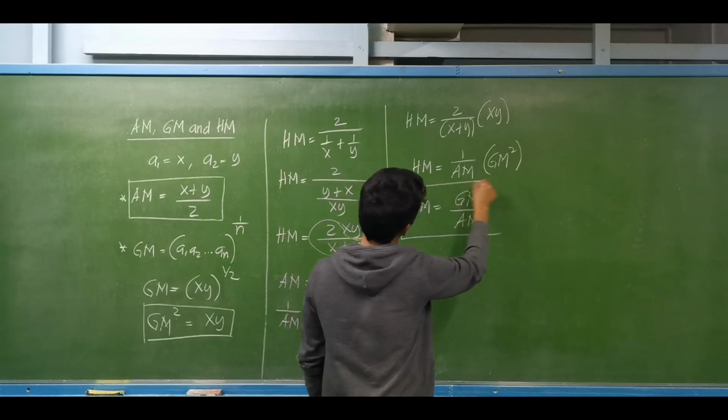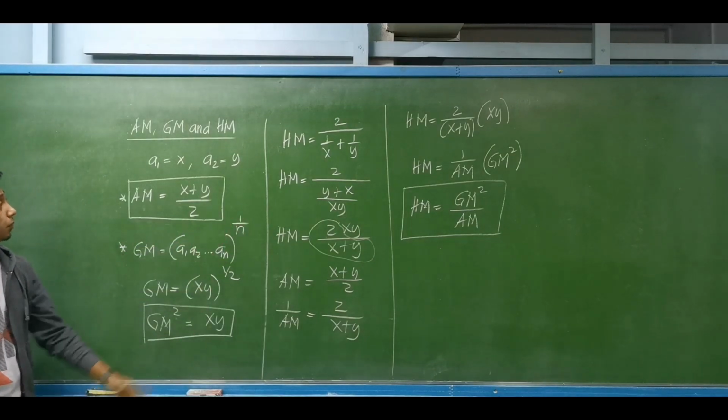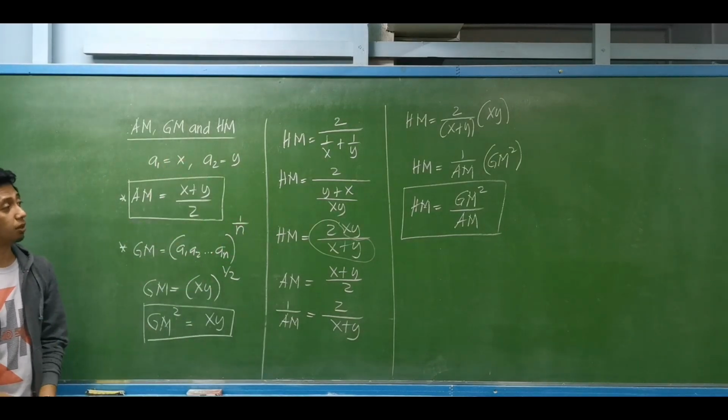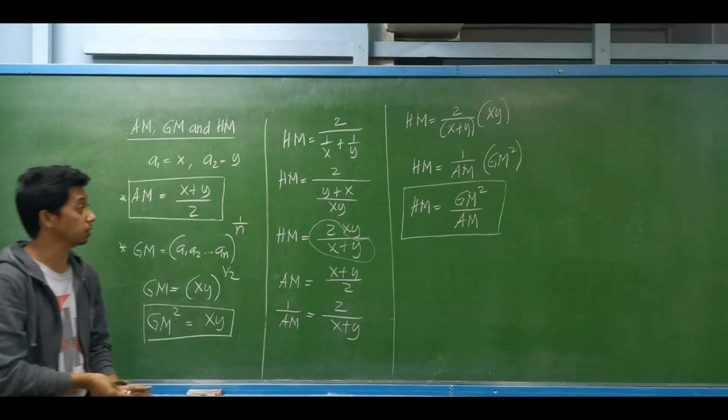Okay, so the relation of the three means, if you have two terms: the harmonic mean is equal to the square of the geometric mean divided by the arithmetic mean.